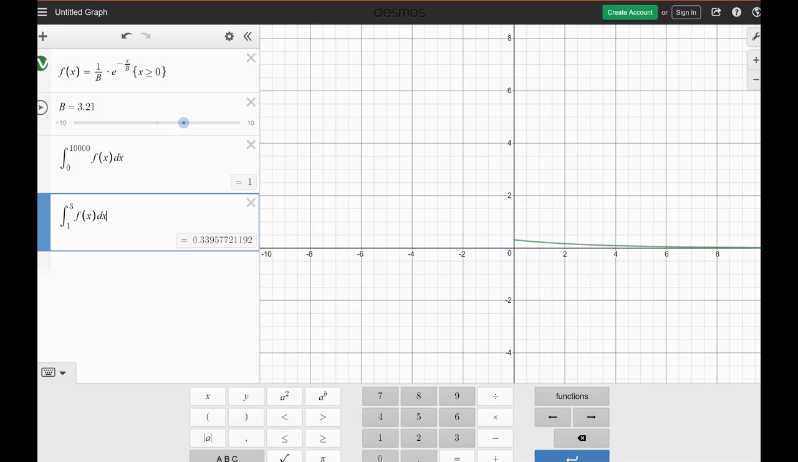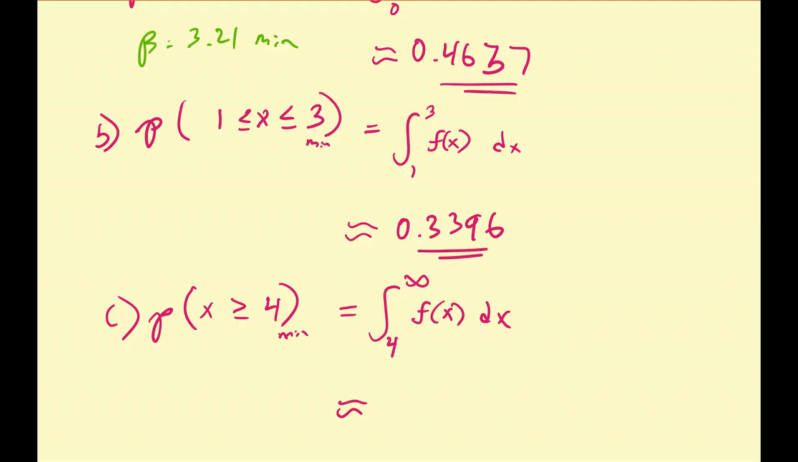So that's going to be equal to the integral from 4 to infinity. I'm going to let 10,000 correspond to my infinity. And if I add some zeros here, notice that this area does not change in accuracy. So 0.2876 is the probability that a randomly selected car's engine doesn't warm up for at least 4 minutes. And that is pretty much a breakdown on how to use the exponential distribution to calculate probabilities of particular events.